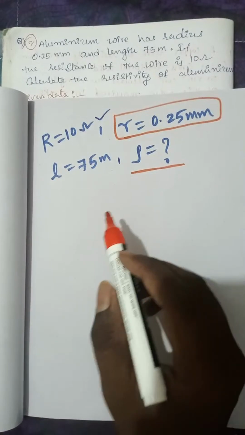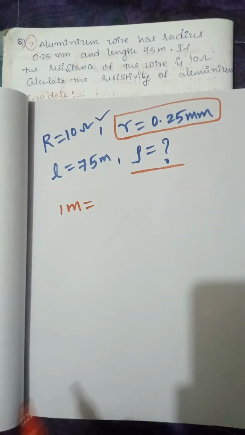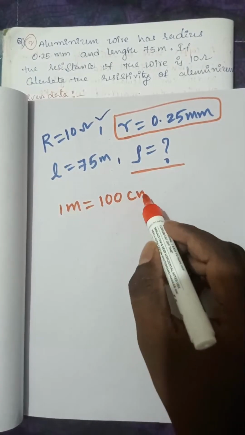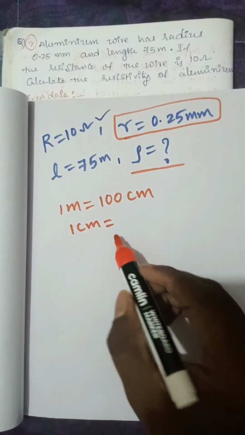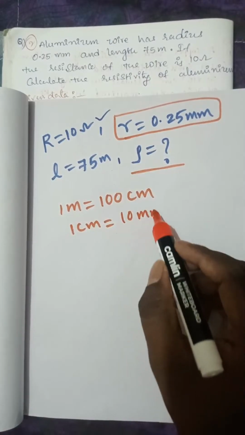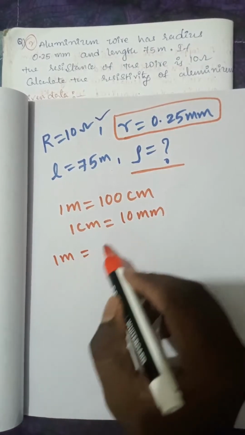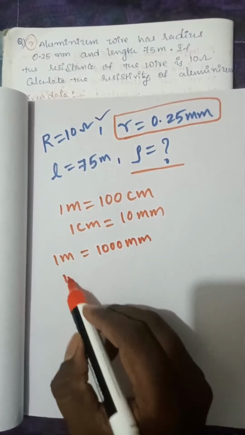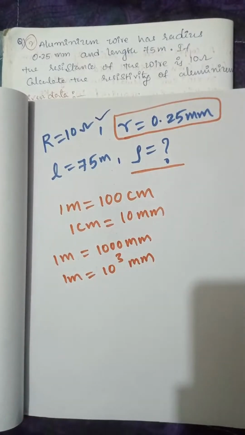Normally, this conversion is very, very important, so I'm saying it one time, keep it in mind. 1 meter equal to 100 centimeter, 1 centimeter equal to 10 mm. So 1 meter equal to 1000 mm, that is nothing but 1 meter equal to 10 power 3 mm. Clear?